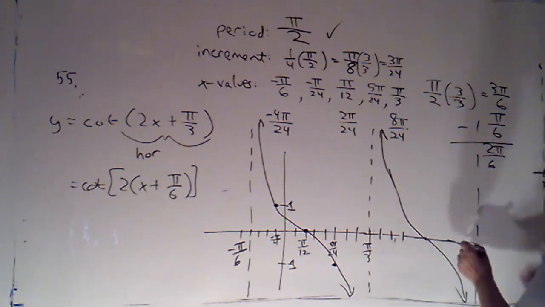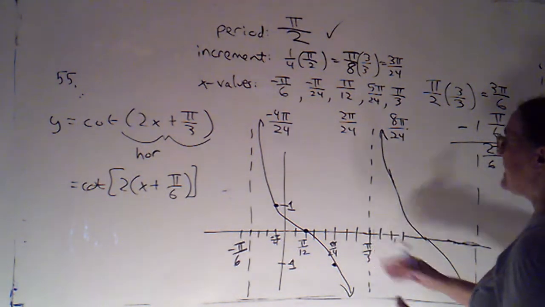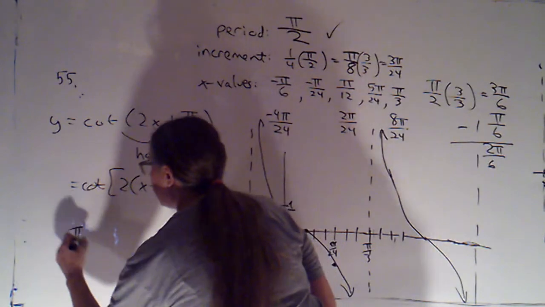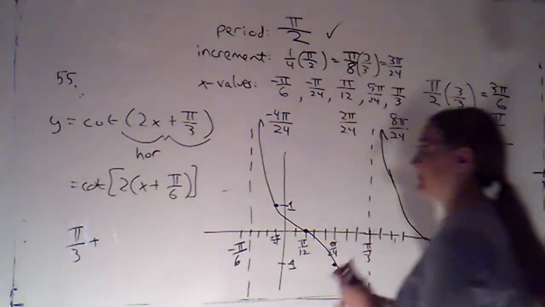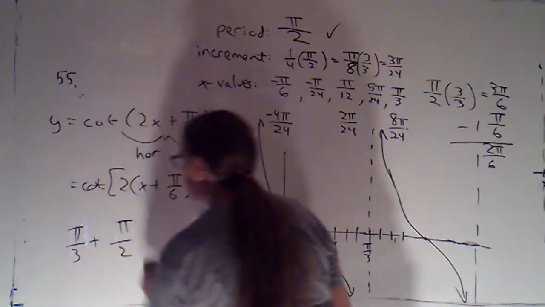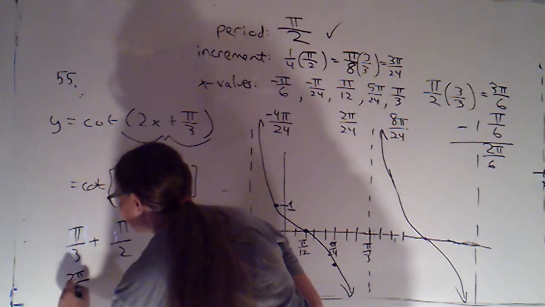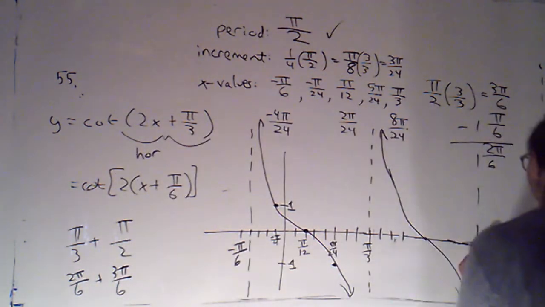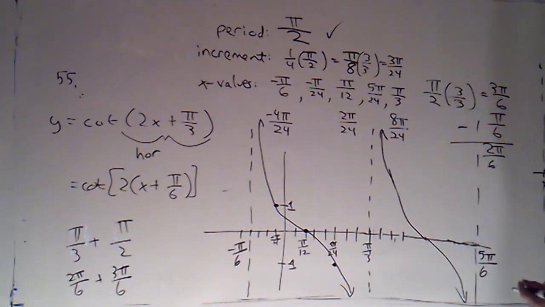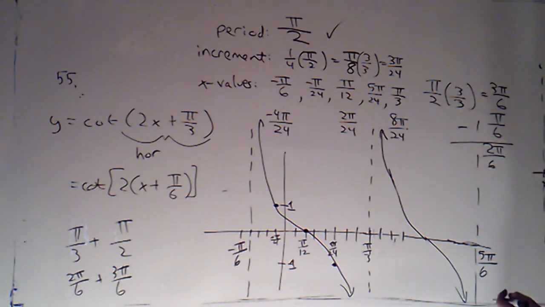If I want to, I should maybe find the location of this asymptote. So that would be at pi over 3, plus we want to add 1 period to that. So plus pi over 2. Looks like I want a common denominator. So this would be 2 pi over 6 plus 3 pi over 6. That's going to be at 5 pi over 6. Okay. Excellent. So that gives us our graph of cotangent.